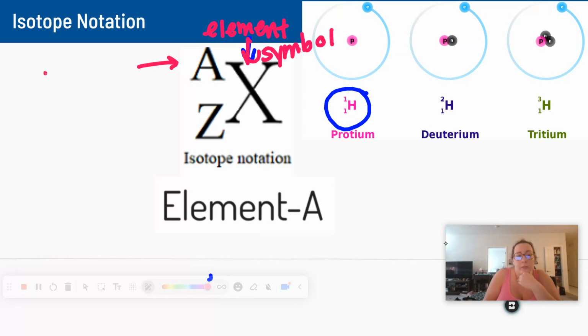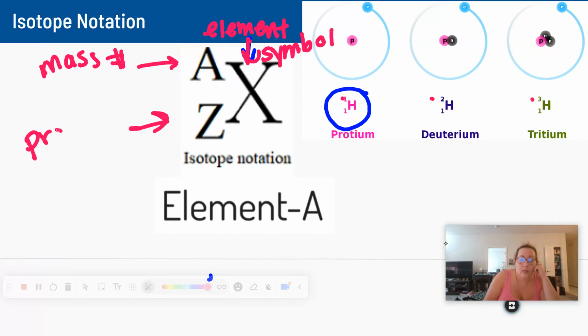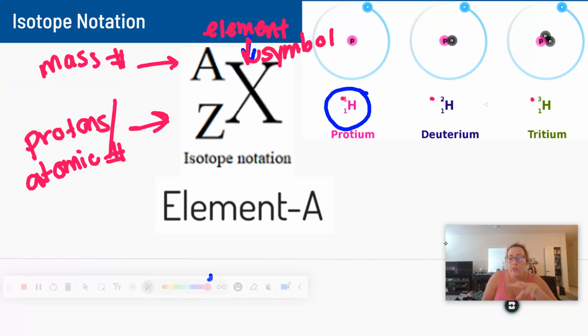A is actually going to be your mass number. So the first one had a mass of 1, the second one had a mass of 2, the third one had a mass of 3. And you can see all of those numbers in the top of that notation. And then the bottom number for all 3 of these is the same. So you could probably guess that that is actually your number of protons, or your atomic number. So that is a common notation that you'll see when we are writing isotopes.